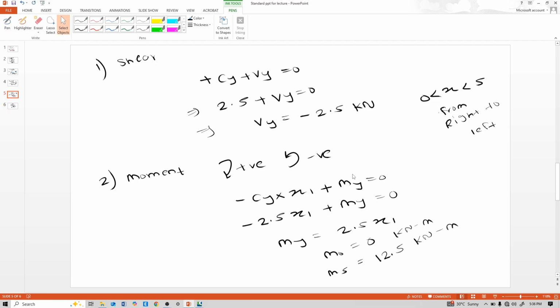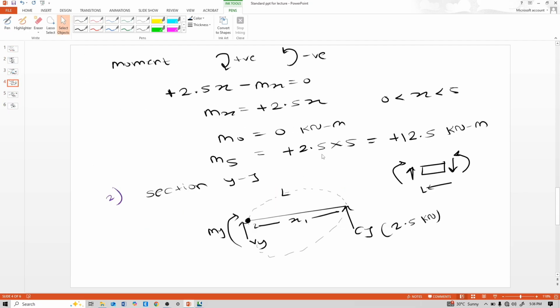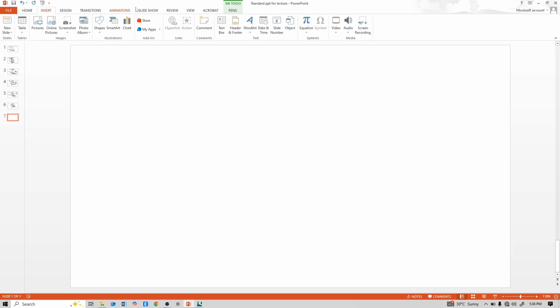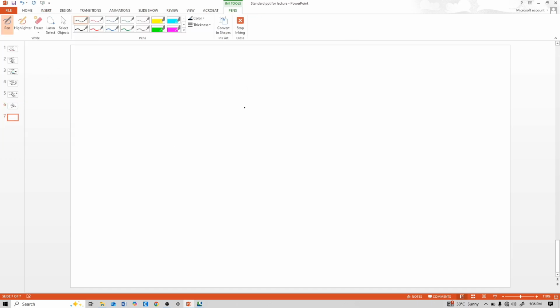So this is a very lengthy process. So see the short method of this SFD BMD calculation. See a similar beam. This is AY, this is CY, and this is 5 kilonewton at middle, and this beam is a 10 meter beam.